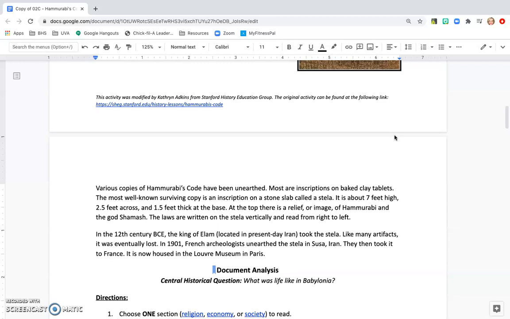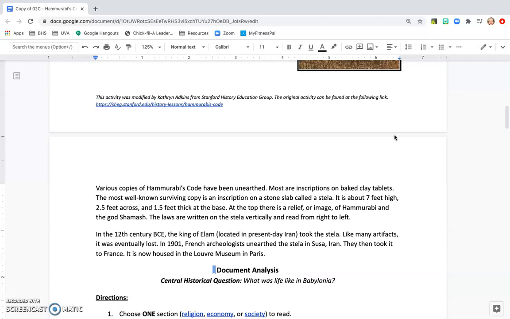In the 12th century BCE, the king of Elam, which is located in present-day Iran on the Arabian Peninsula, took the stela. Like many artifacts, it was eventually lost. In 1901, French archaeologists unearthed the stela in Susa, Iran. They then took it to France, and it is now housed in the Louvre Museum in Paris.